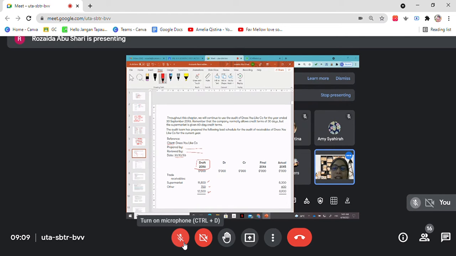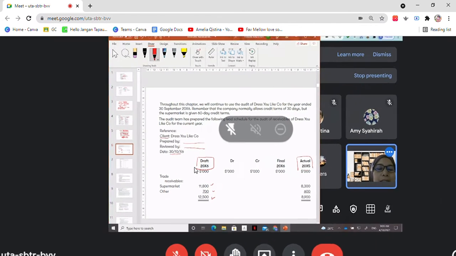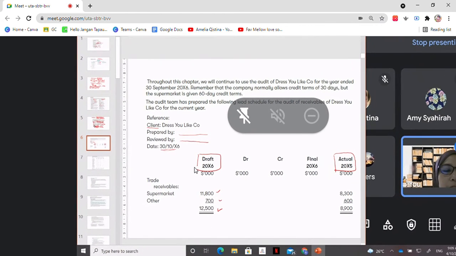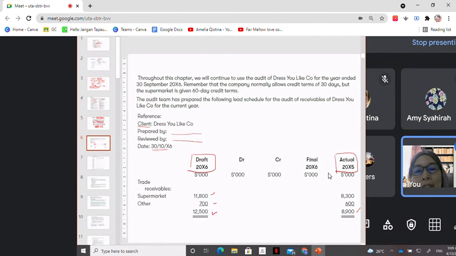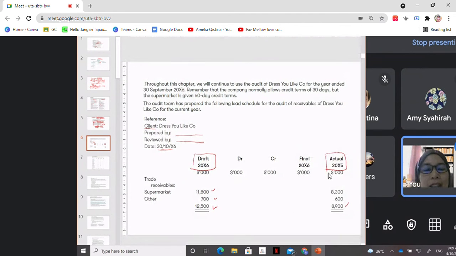12,500,000. So this is the last year's figure. Last year's figure 8,900. So why? At the beginning stage, when you get this type of figure, this statement, what should you do?